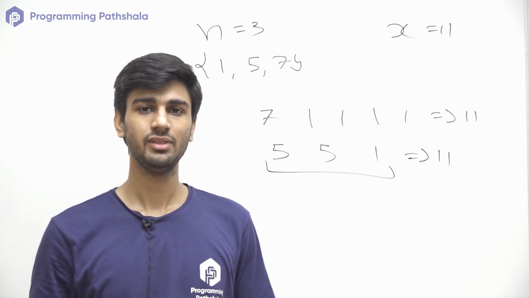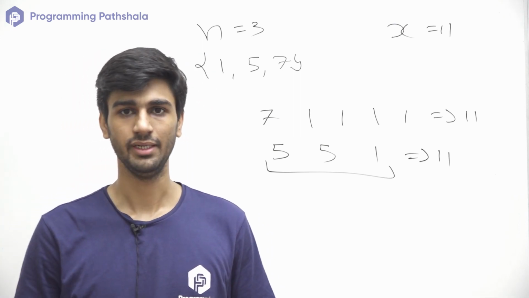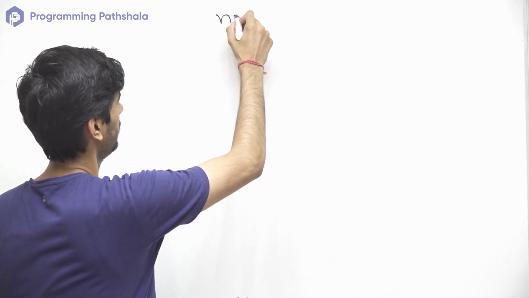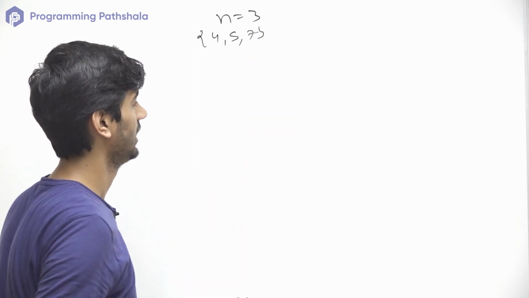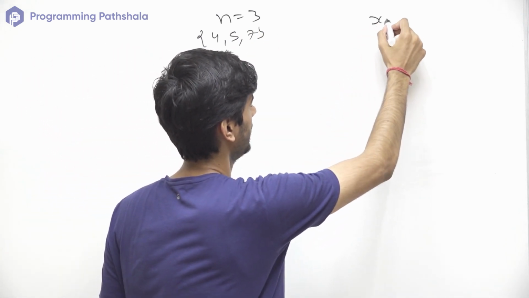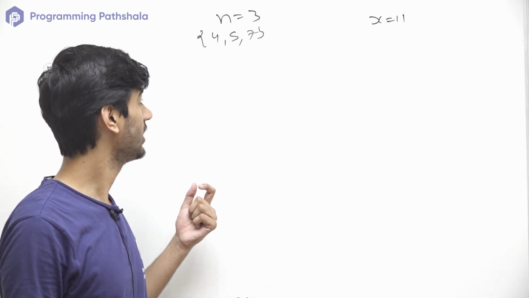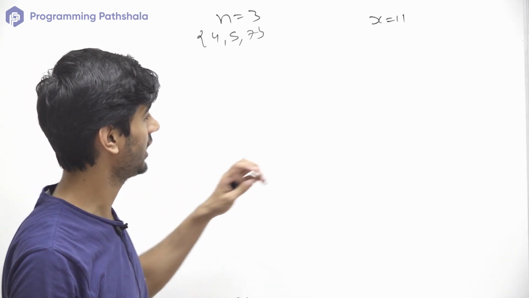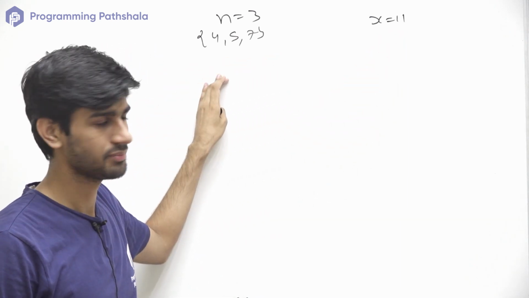So now what we can do is take an example and try to figure out how we can approach this problem. Let's take n equal to 3 and let's say the values of coins are 4, 5 and 7. And let's say we want to produce a sum of 11, right? So now we want to find out the minimum number of coins that are required to get a sum of 11 using these 3 values of coins.